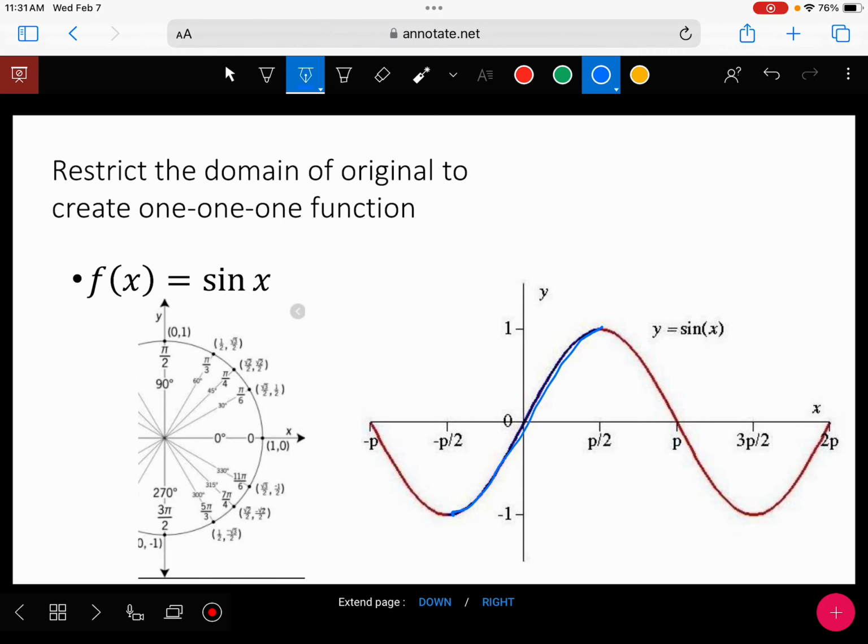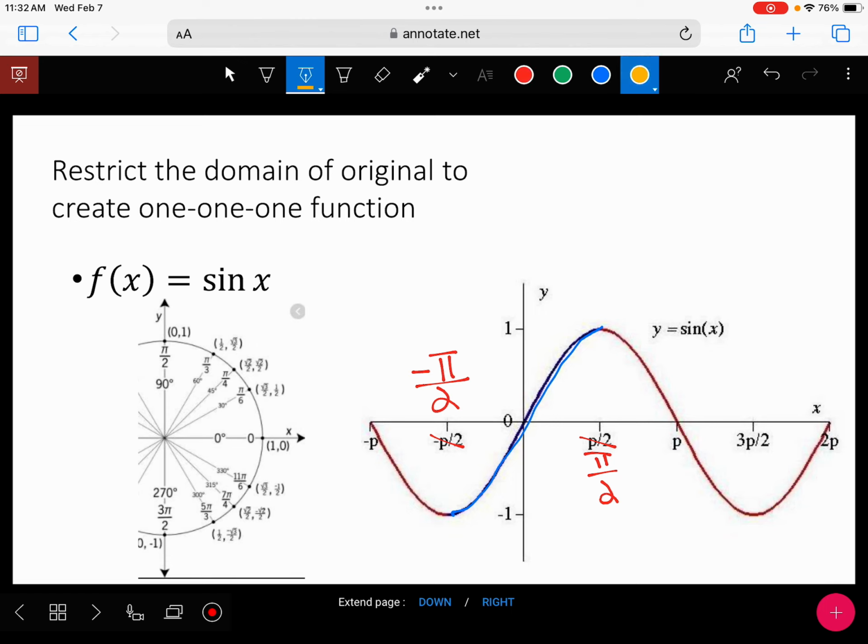So looking at the parent function of sine, and I don't really like how the x-axis labels are in here. Everywhere you see p, it means pi. So p over 2 is pi over 2. Negative p over 2 is negative pi over 2. That blue segment, the one that I drew over, that's going to be the domain, or the inputs, that we restrict our parent sine function to.